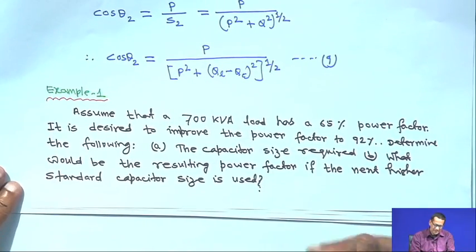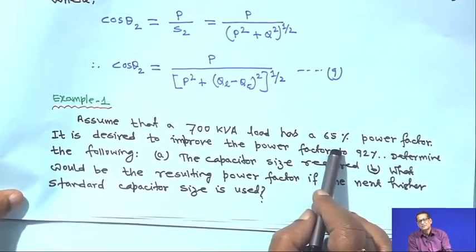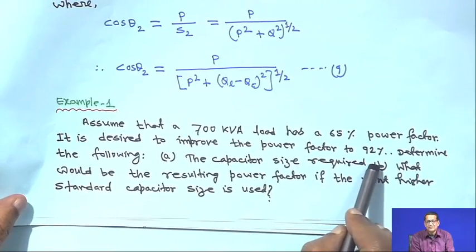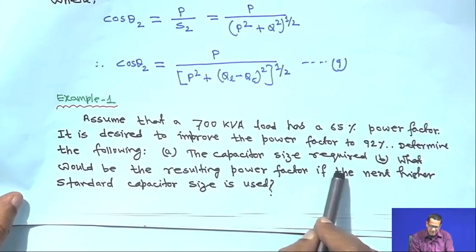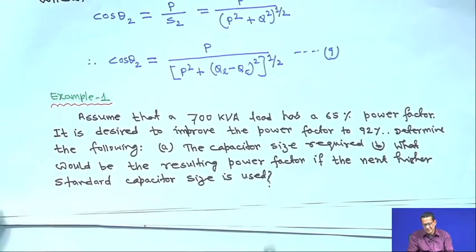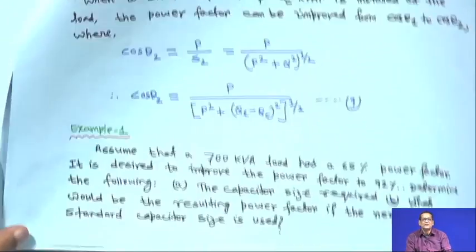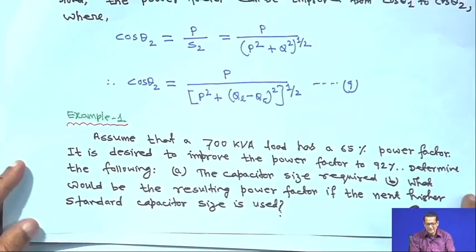Now, let us take the example. Assume that a 700 kVA load has a 65% power factor, cos theta equal to 0.65. It is desired to improve the power factor to 0.92, that is 92%. Determine the capacitor size required, and the resulting power factor if the next higher standard capacitor size is used. Actually, in the market, if you ask for a capacitor of 337 kilowatt or 405 kilowatt, it is not available.